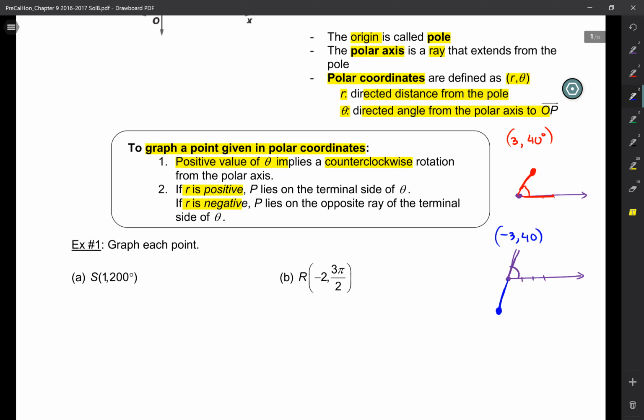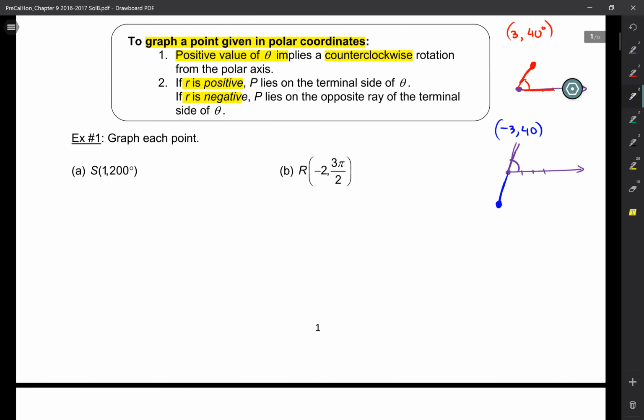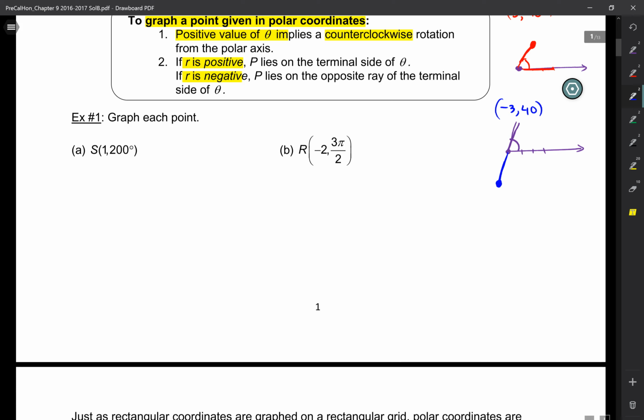So let me do these two examples, okay? Here, this is point S, and this is not 1,200. This is r is 1, theta is 200. So we're going to get used to that notation a little bit. So here's how we do it. This is basically the pole and the polar axis. Now, it's easiest if you do theta first. So let's do theta first.